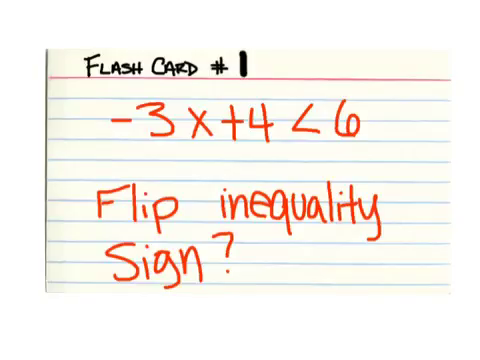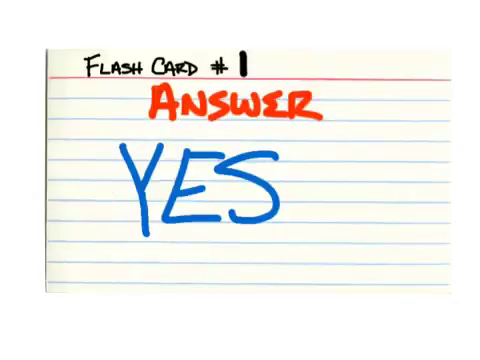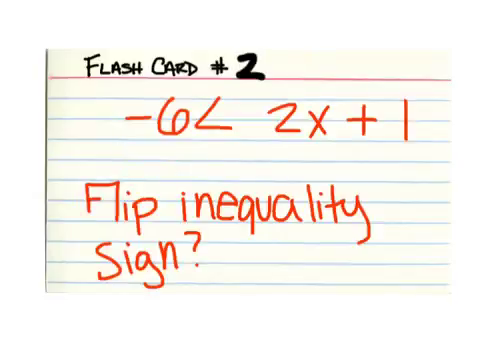Alright, flashcards. Alright, number 1. Yes, remember, if the coefficient in front of your x is negative, that means we're going to have to flip the inequality, okay? Because when you divide by a negative, we flip the inequality. So if we're dividing by that -3, we'll need to flip it. So the answer is yes.